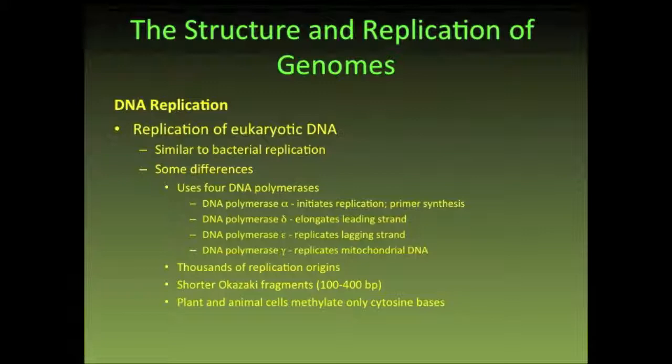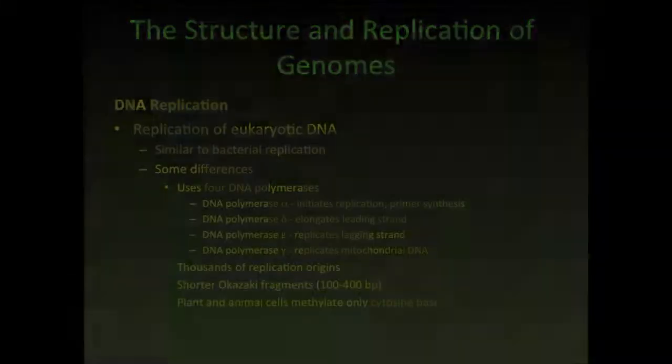Another difference is the size of the Okazaki fragments produced when synthesizing the lagging strand. Bacterial cells synthesize Okazaki fragments that are approximately 1,000 to 2,000 nucleotides in length. The Okazaki fragments of eukaryotic cells are much shorter, with only 100 to 400 nucleotides per fragment. Eukaryotic cells also methylate their DNA as a means of regulating gene expression, but instead of methylating adenine, plants and animals methylate cytosine bases.